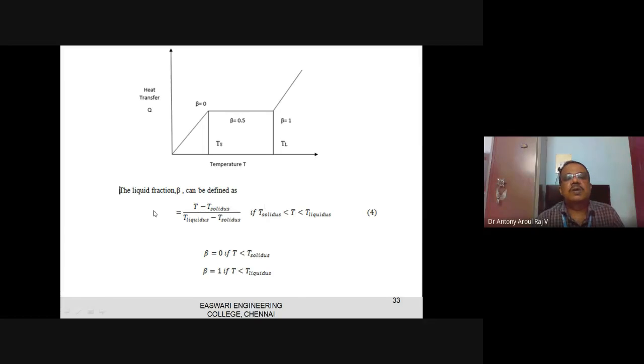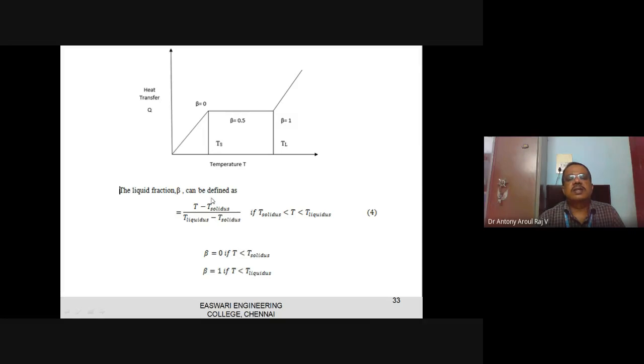So how will you find out the liquid fraction? The liquid fraction is found by T minus T solidus divided by T liquidus minus T solidus, because liquidus will be higher, since liquidus means the higher temperature.